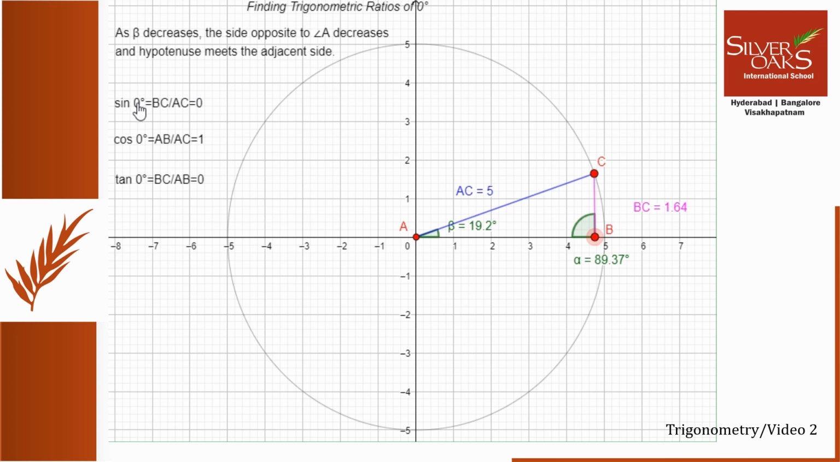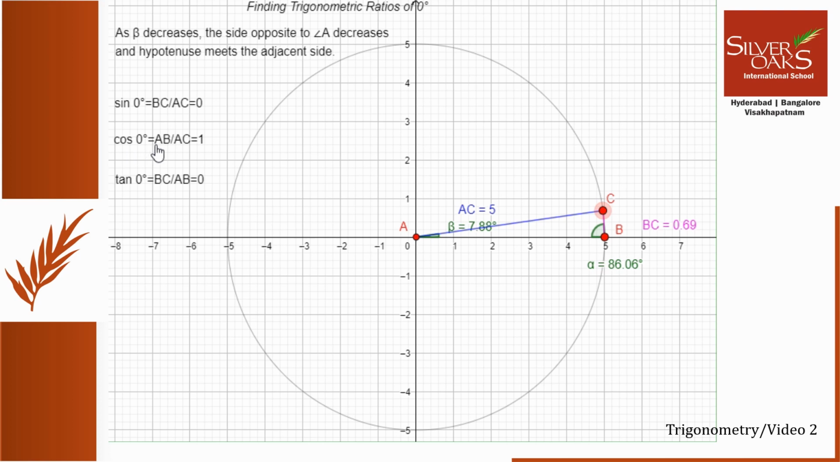Sin 0 is opposite side by hypotenuse. Opposite side is becoming 0 when the angle is becoming 0. So BC is 0 here. So 0 by hypotenuse is 0. Now cos 0 degrees.